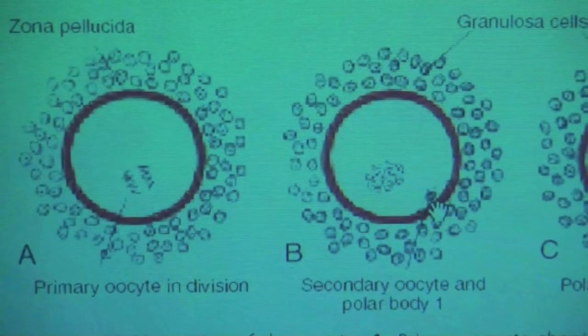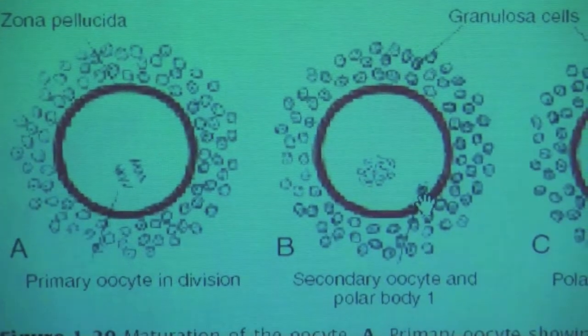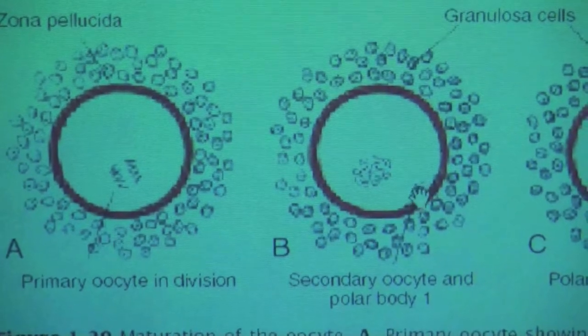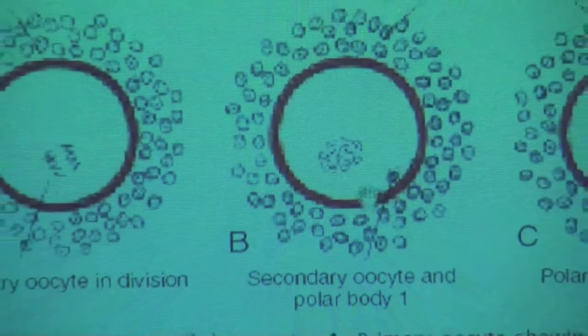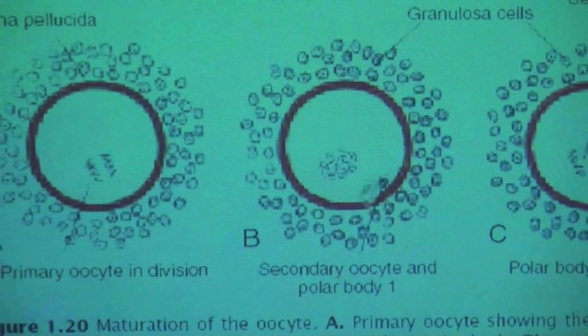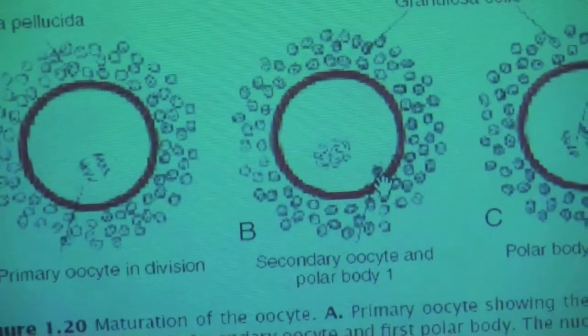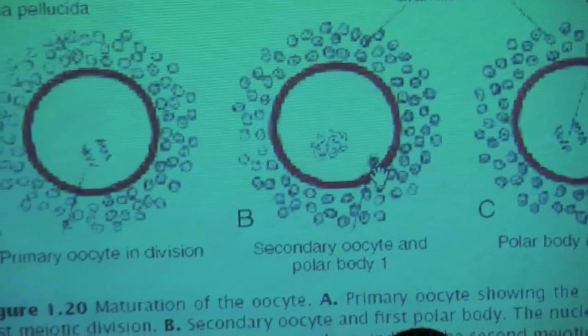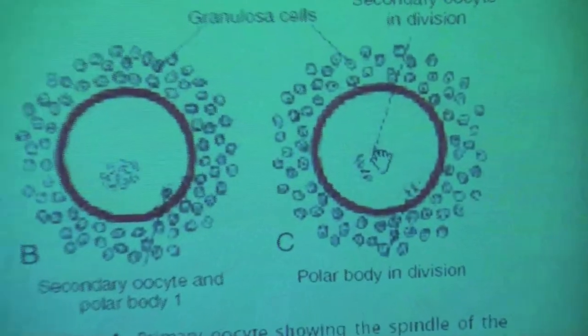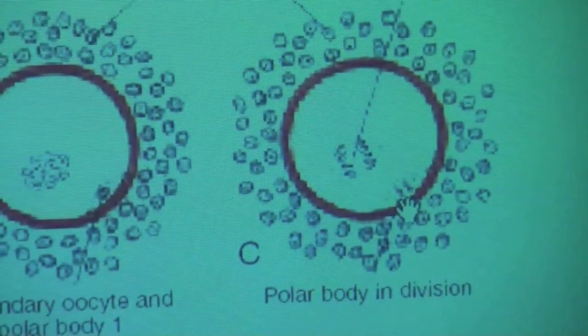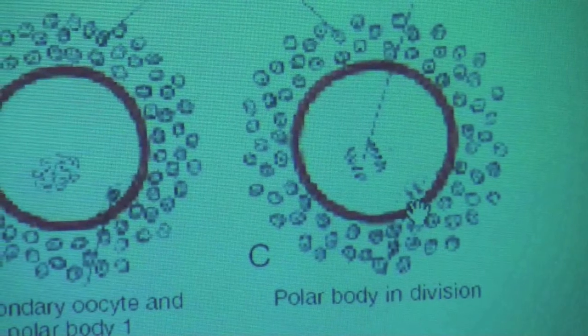And now in this picture you can see a polar body here. You see a small cell here? This is a polar body. So now this first meiotic division completes and we have a secondary oocyte here and a small polar body. And now this secondary oocyte, after ovulation, completes the second meiotic division and this polar body makes two more polar bodies. It's clear?